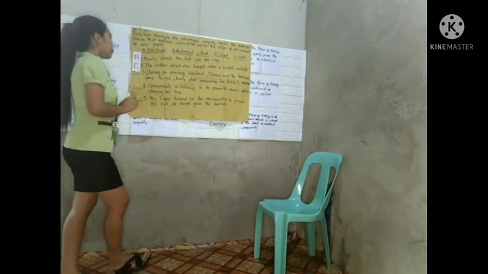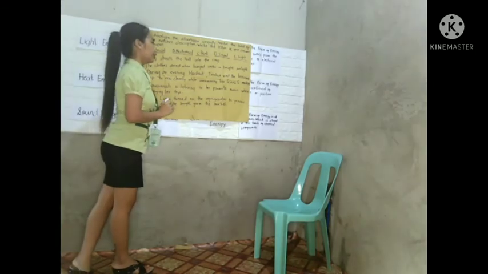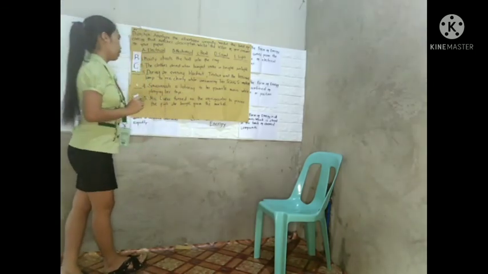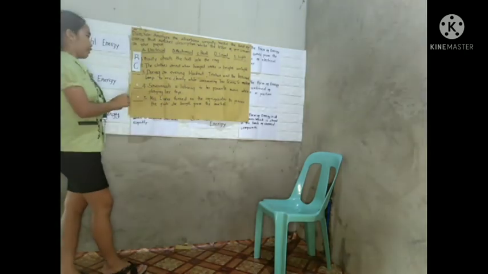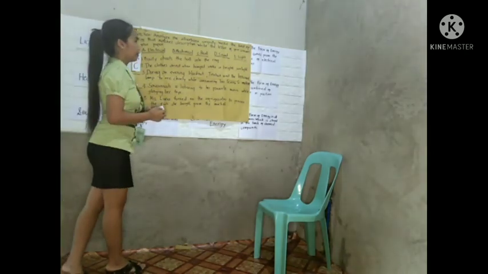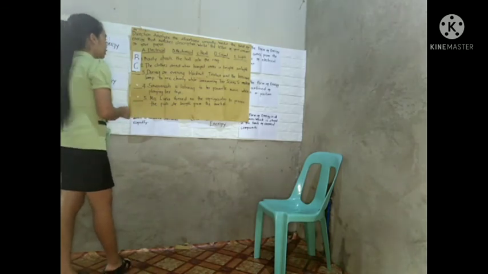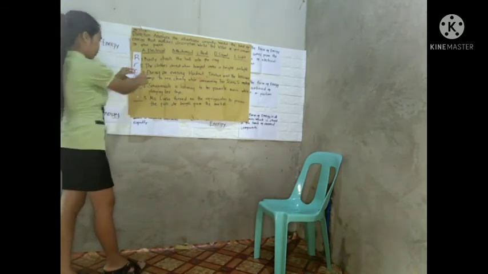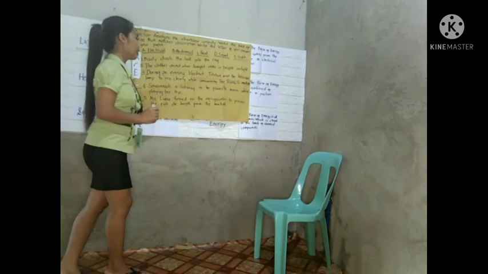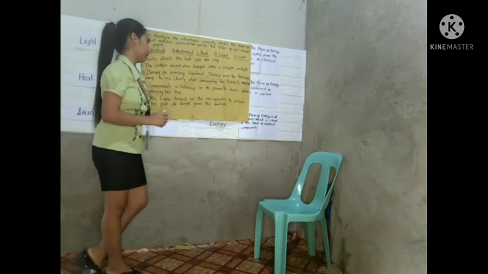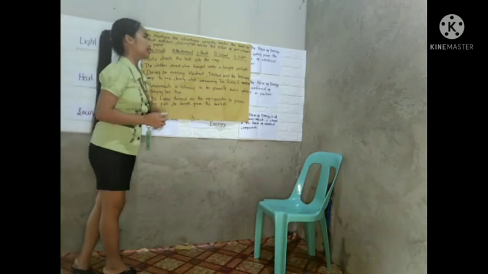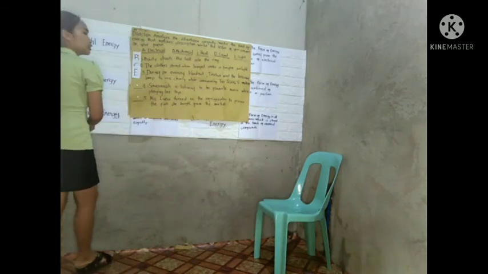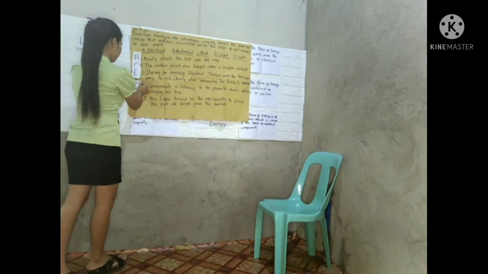Number 3. During an evening blackout, Trisha used the kerosene lamp to see clearly while answering her science module. If your answer is letter E, light energy, that is also correct. Number 4. Savannah is listening to her favorite music while playing with her toys. If your answer is letter D, sound energy, that is also correct.